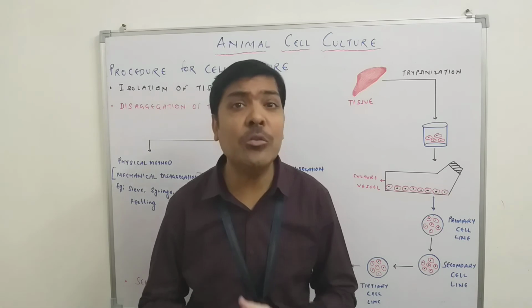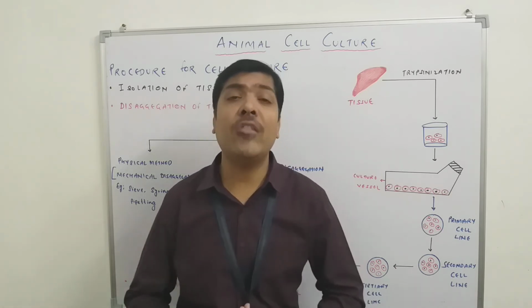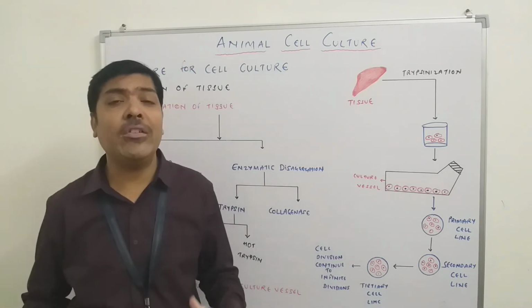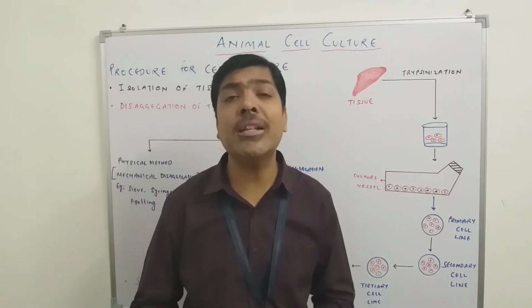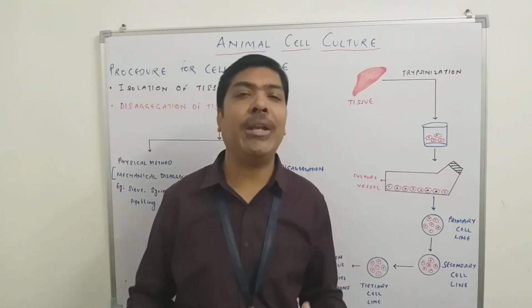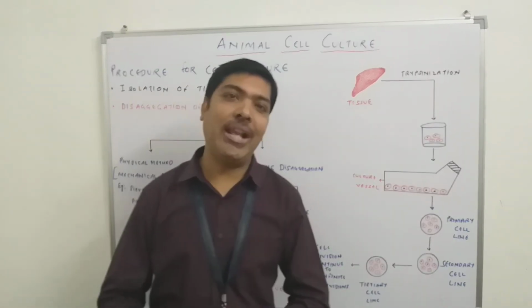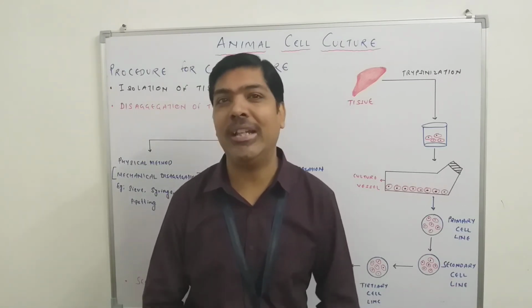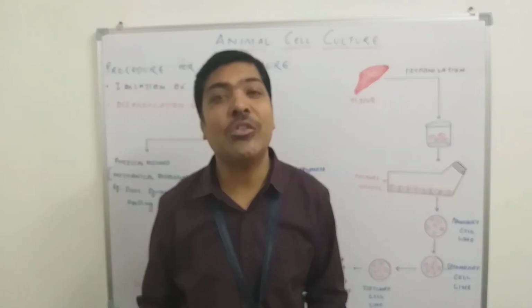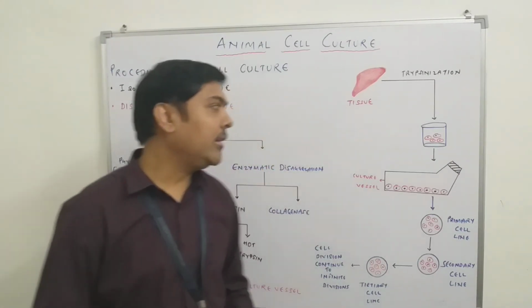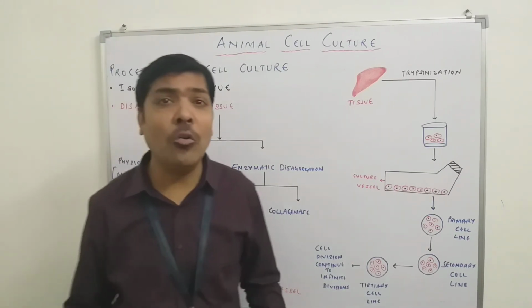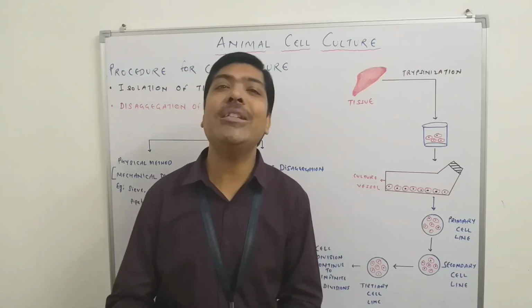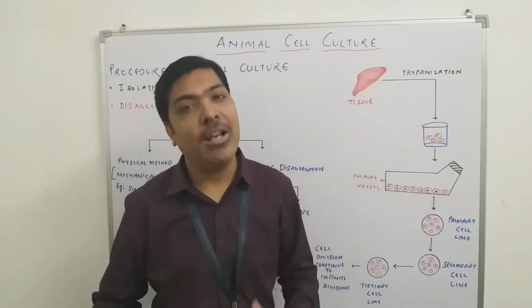By using these particular cell lines, different studies can be performed. We can easily go for the production of various biologicals, and so many applications of this animal cell culture technology are available, which we have already discussed in the last video. So summarizing, these are the basic steps that we need to follow if we have to perform animal cell culture technology in our laboratory.